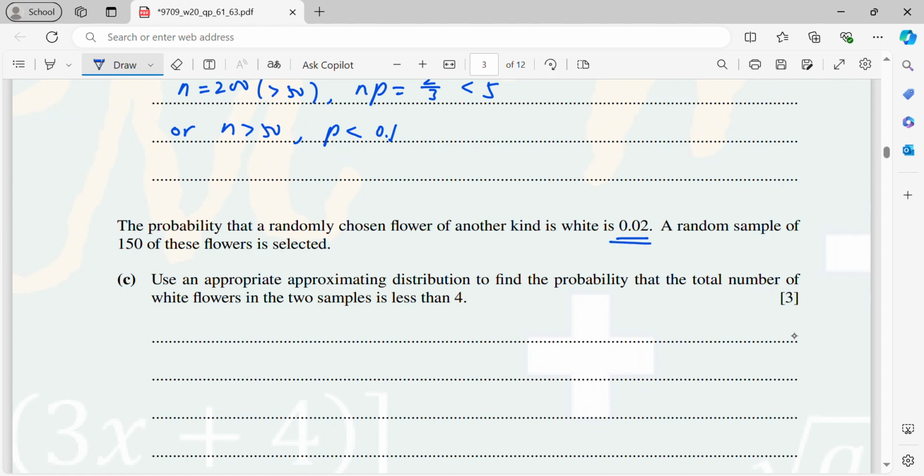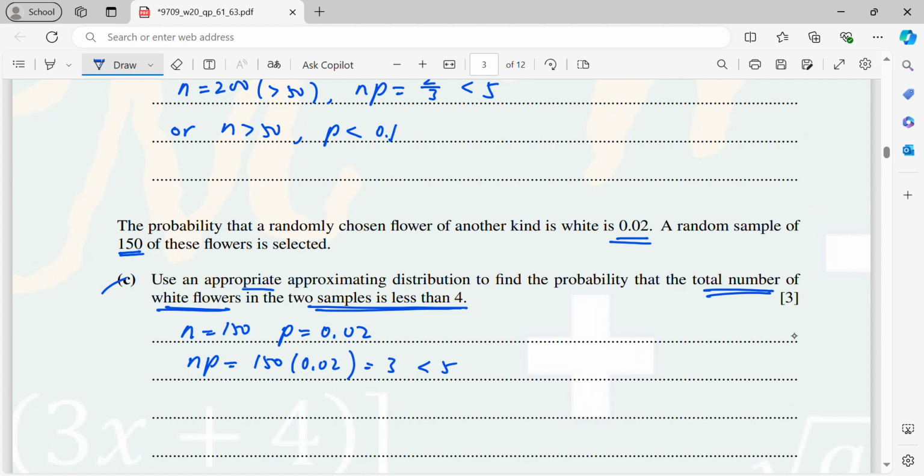Now the probability that a randomly chosen flower of another kind is white is 0.02. A random sample of 150 of these flowers is selected. C. Use an appropriate approximating distribution to find the probability that the total number of white flowers in the 2 samples is less than 4. For the second one, I have to find out what the distribution is first. So again np, that is 150 times 0.02, then I will get 3. Again, this is less than 5. So your n is more than 50 and then np is less than 5. Therefore, I will convert it into Poisson.